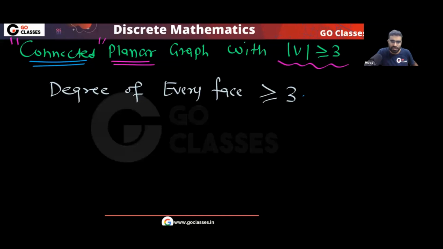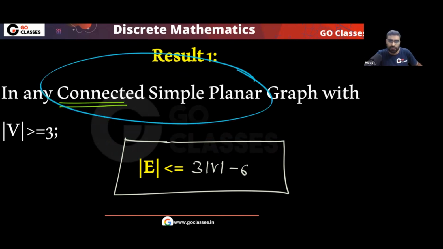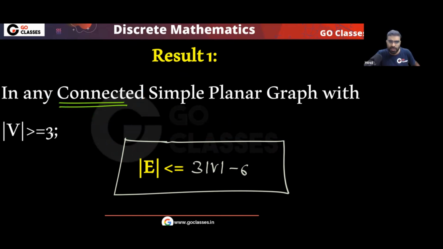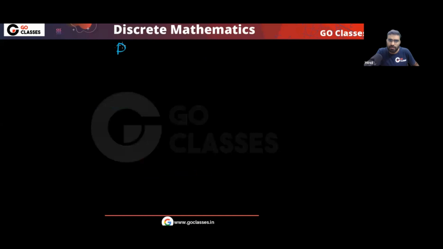Now let's see our first result. Result number 1 is saying, in any connected simple graph with at least 3 vertices, the number of edges will be less than or equal to 3v minus 6. This is the result we need to prove. We need to prove that if you take any connected planar graph with at least 3 vertices, then the number of edges will be at most 3v minus 6. The proof is quite simple. Let's see the proof.